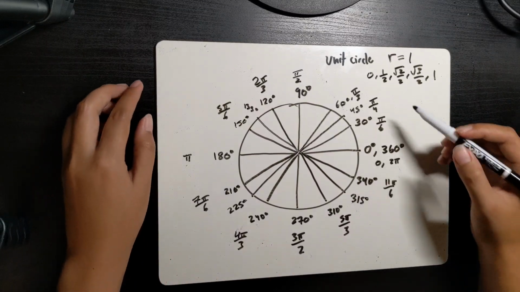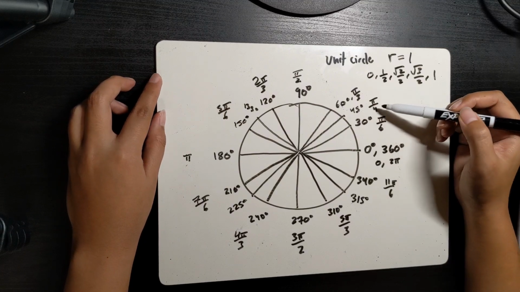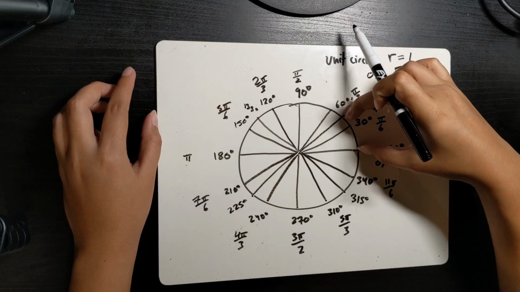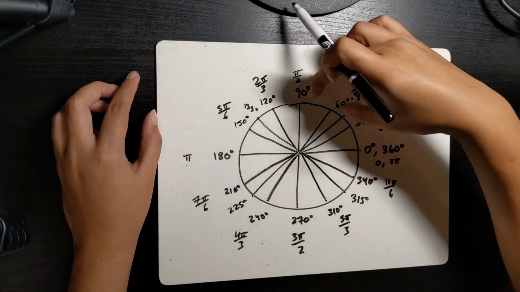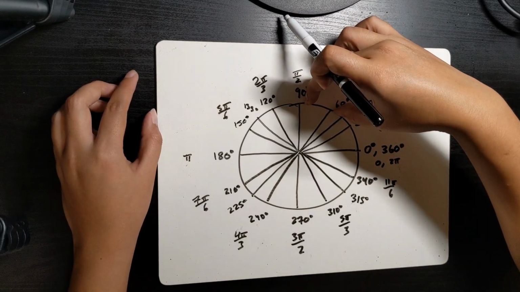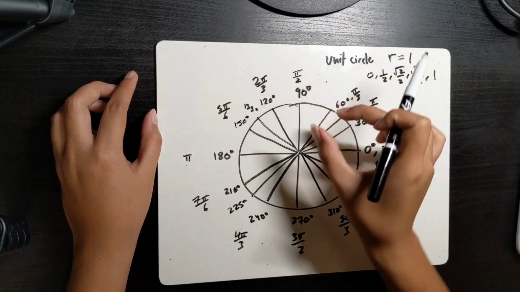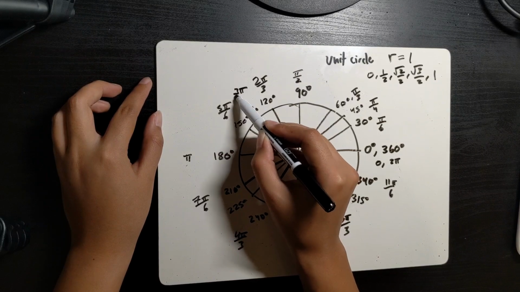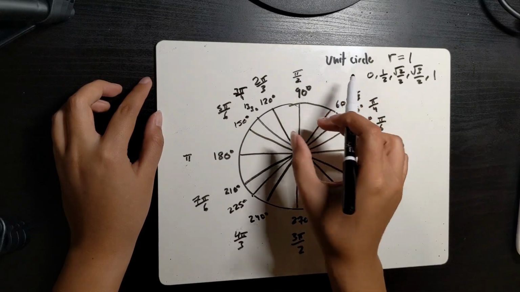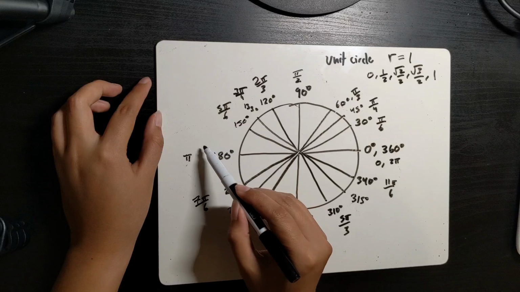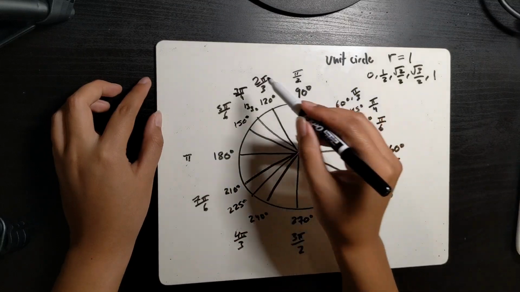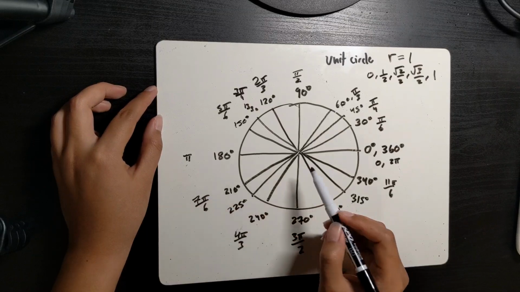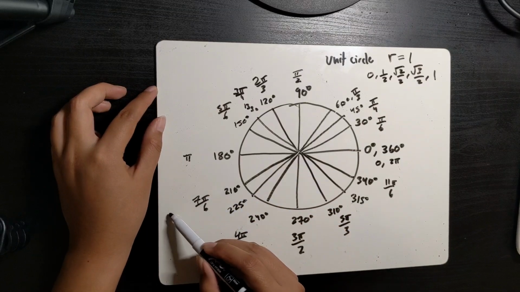In terms of radians, so 45 is pi over 4. That's 1 pi over 4, right? That's 2 pi over 4, or simplified to pi over 2. 3 pi over 4. No, I mean 4 pi over 4, which simplifies to pi, okay? 5 pi over 4.